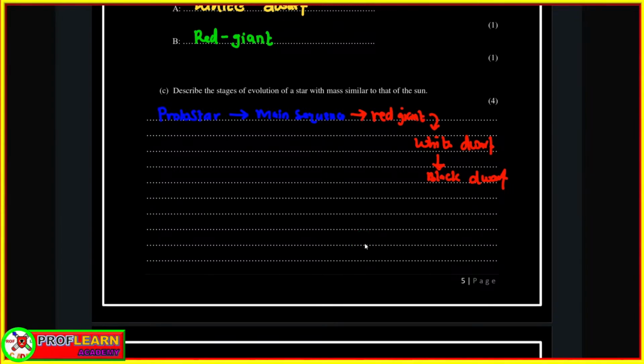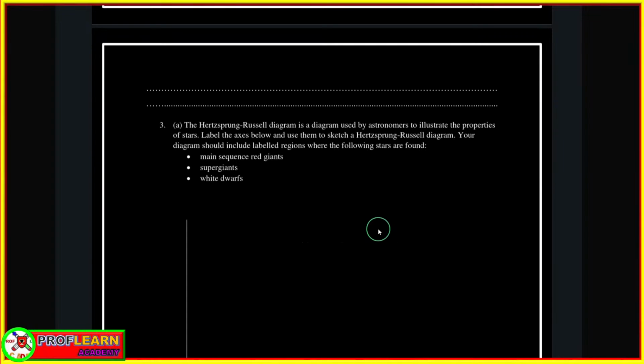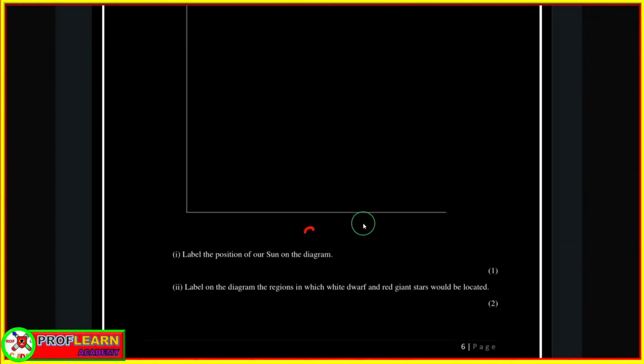Now, let us move down to another section whereby we are told the Hertzsprung-Russell diagram is a diagram used by astronomers to illustrate the properties of stars. Label the axes and use them to sketch the Hertzsprung-Russell diagram, and your diagram should include main sequence, red giants, supergiants, and the white dwarfs. So this is just a walk in the park. I believe we can do that.